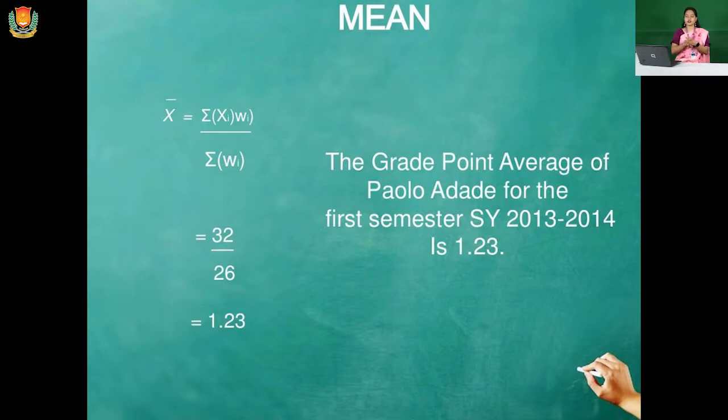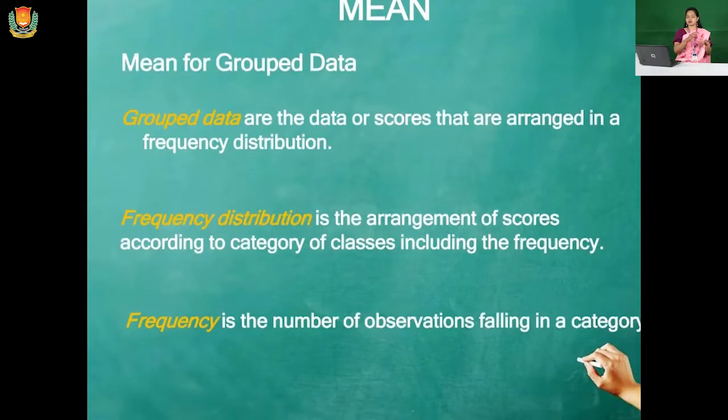So we get the value of 1.23 over here, and again you can find out that the grade point average of all the final semesters or the first semester students in 2013-14 will be 1.23. It's just normal data which we have calculated, right?